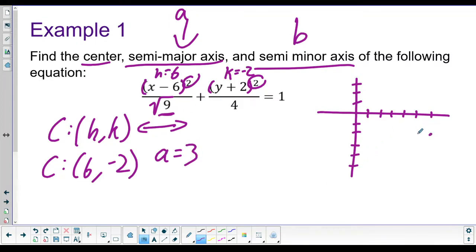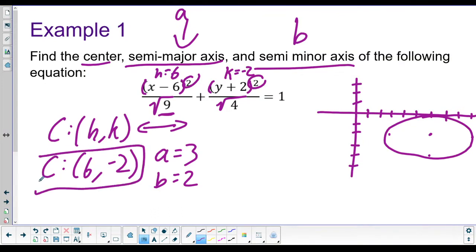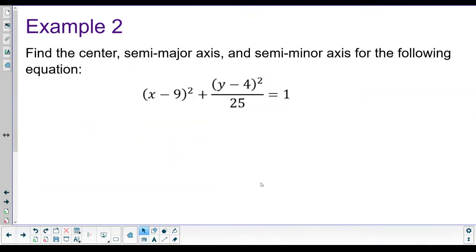That means we're going to go 1, 2, 3. 1, 2, 3. There's the width of our ellipse. b is the square root of the smaller denominator. So this is 2. So we're going to go 1, 2, 1, 2. And there's our ellipse. All right, so here is your center. And then a is whichever one of these is bigger, take the square root. b is whichever one of these is smaller, take the square root. Wonderful. All right, let's go do another easy one.